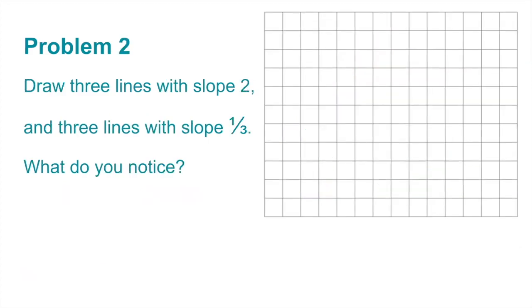Number 2. Draw 3 lines with slope 2 and 3 lines with slope 1/3. What do you notice? Well, I'll start with 1 point, then I'll rise up 2 and over 1. Now I'll put a point somewhere else, and I'll go up 2 and over 1. For the third line, I'll put a point somewhere else, I'll rise up 2 and run over 1. What do you notice about these lines? All 3 of these lines are parallel.